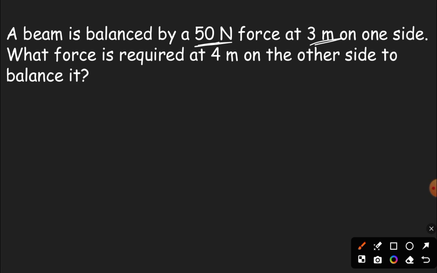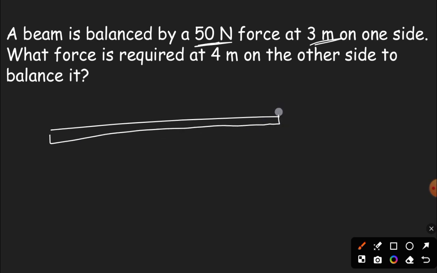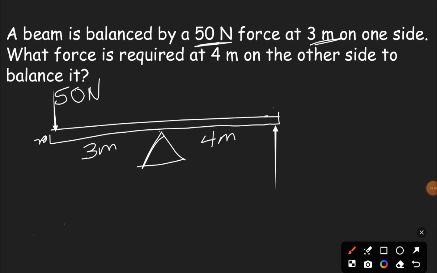The next question. A beam is balanced by 50 Newton force at 3 meters on one side. What force is required at 4 meters on the other side of the balance? Now think of a balance this way. Just use the simple rod to be our balance. So it's balanced by a force of 50 Newton on one side. Now if it's a balance, definitely you should have a turning point, which is the pivot. Now there's a force of 50 Newton on the left side balancing the beam, and there's this force as well balancing at the other side of the beam. So this force is what we don't know.